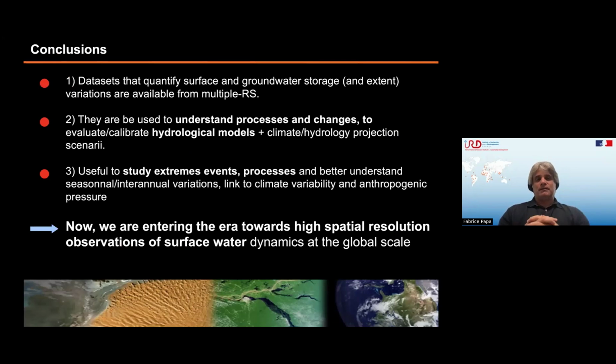So in conclusion, there are now data sets that quantify surface and possibly groundwater storage from multiple remote sensing techniques. We use them to understand process changes, the way groundwater and surface water interact, and they can be very useful. We did that especially with the MGB model to evaluate such a model and to improve it. They are also very useful to study extreme events, which shows that we could characterize the deficit in surface water, which is very important.